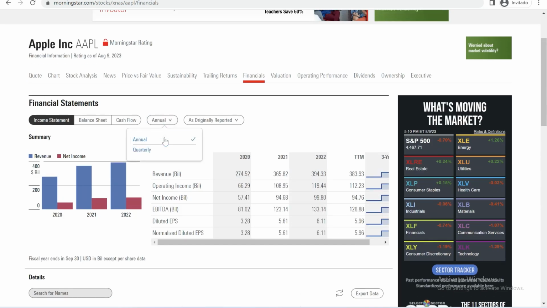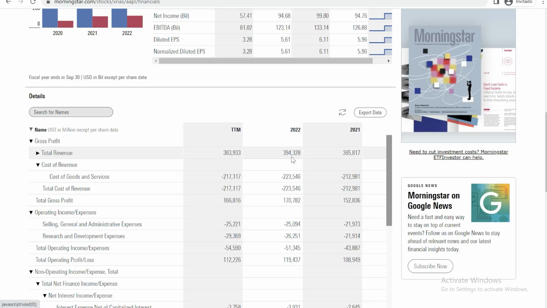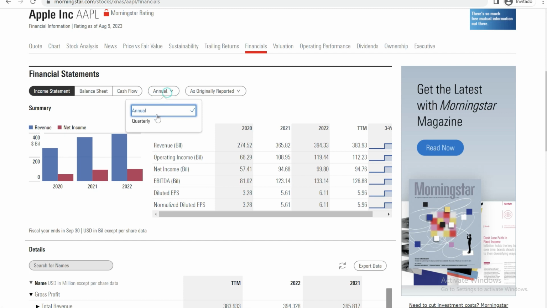Now, going back to the annual report, these 394 billion, and by the way, these are billions because as it says here, all these figures are shortened by 6 zeros, so beware of that. So this number represents how Apple closed its latest fiscal year for 2022. But where does that figure come from? Let's go back to the quarterly reports to find out.